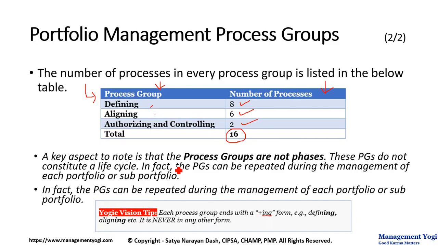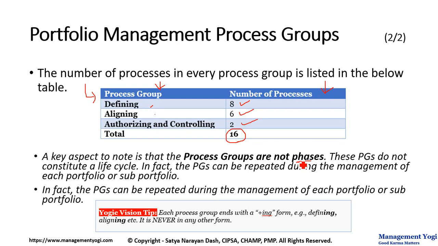A key aspect to note is that the process groups are not phases. These process groups do not constitute a life cycle, but they operate within the life cycle, and they are not phases. Phases, in a sense, are like when you have a project and you have phase 1, phase 2. Phase 1 is complete, then phase 2 will start. It is not like that.